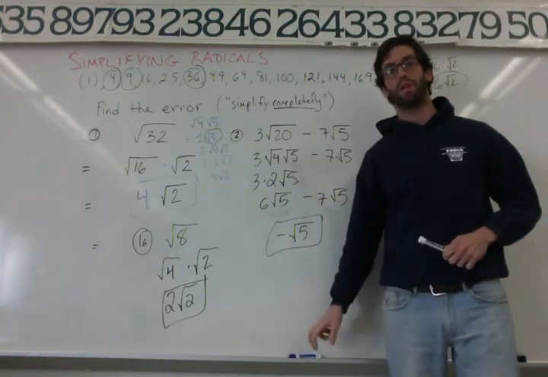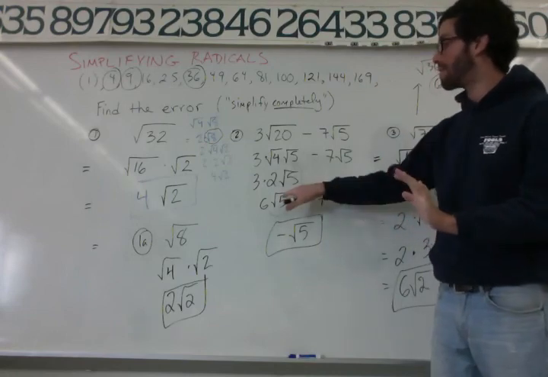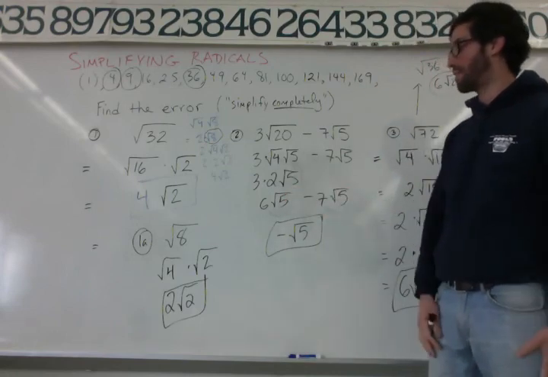Right? You would never add or subtract the numbers under the radical. Never. 5 minus 5, no. Do not do that. All right?